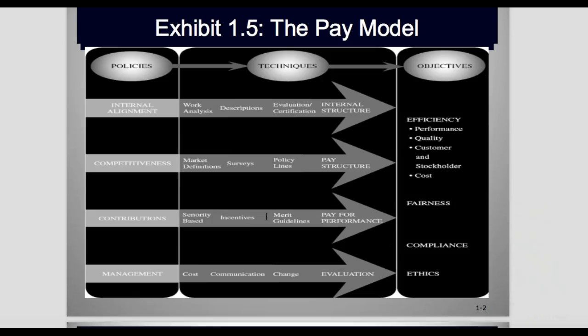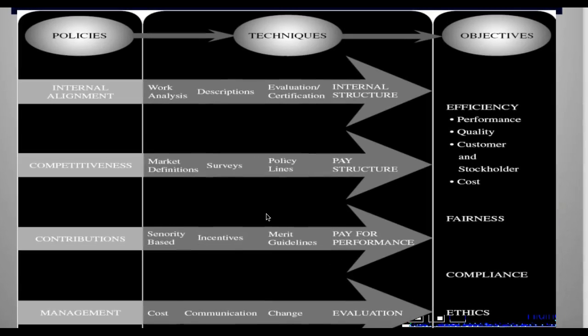Here you'll see this in the textbook, but I want to zoom up on this for you a little bit. And what we can see here is policies, techniques, and objectives all linked together through this arrow here. And what you'll notice that we talked about in the book, or in classes, these concepts of internal alignment, competitive contributions, and management are all policies established at the local level.